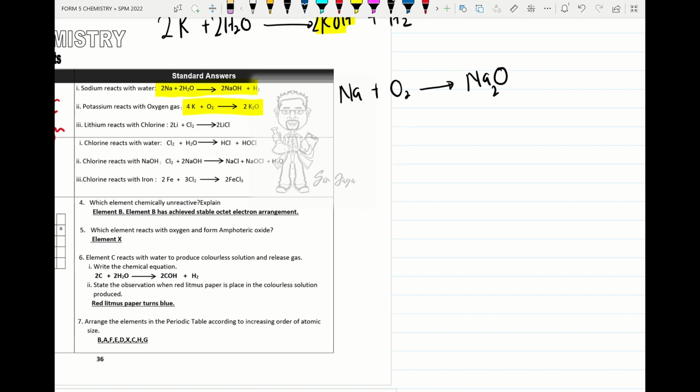And how to balance this equation? So please remember to balance oxygen, 2 and 1. So I put 2 in front of sodium. So now oxygen 2, sodium 4. If we take the product, this product is known as a white solid.